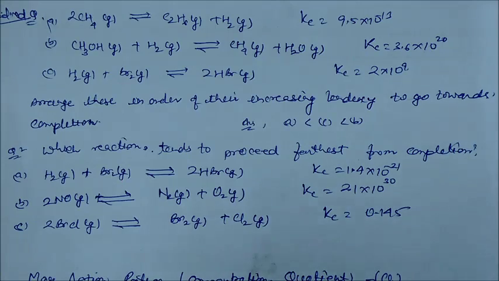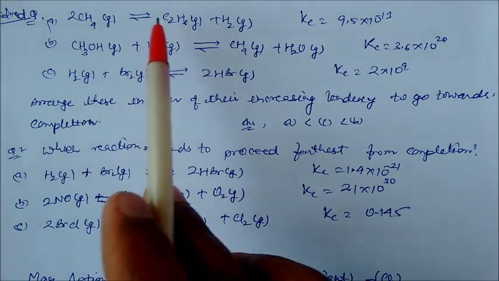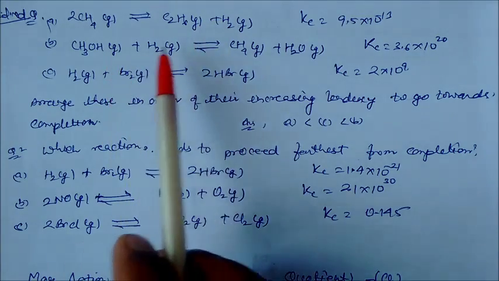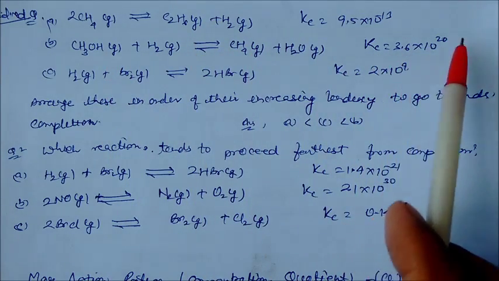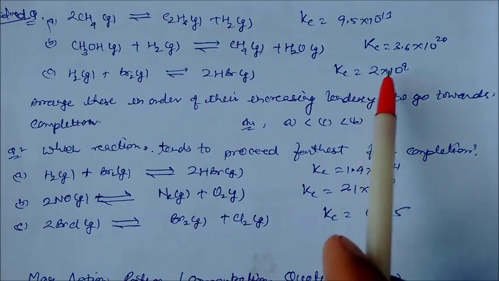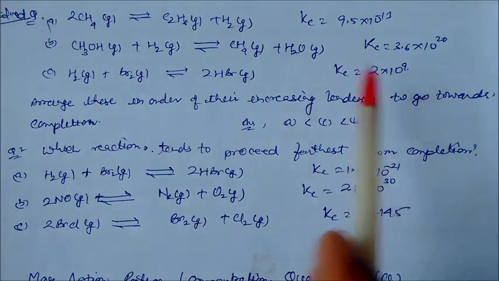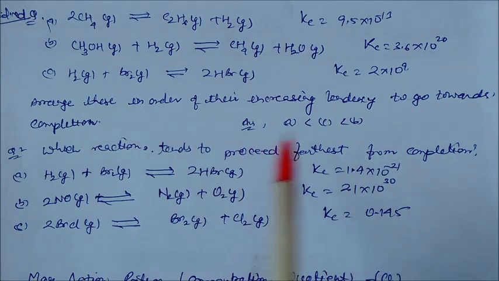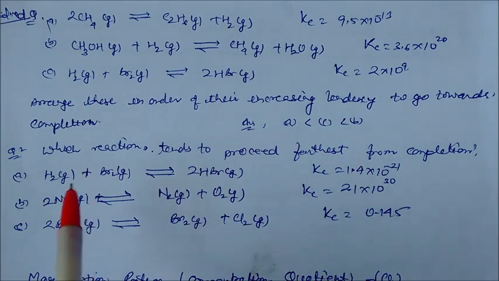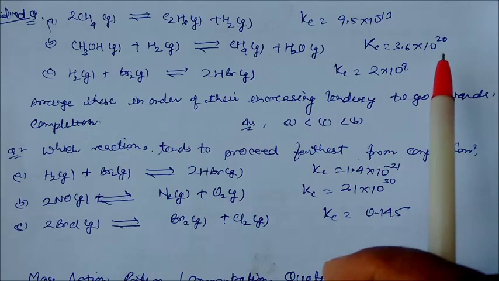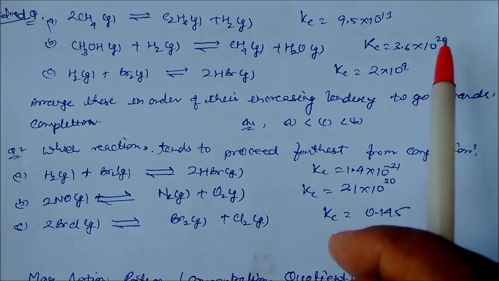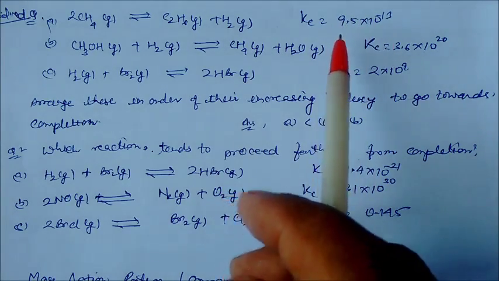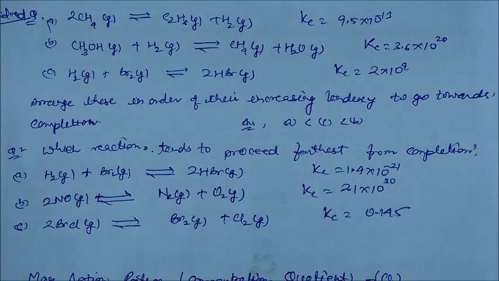Let us see some solved questions. Methane is converted into C2H6 and H2, where Kc is 9.5 into 10 to the power minus 13. Similarly, another reaction has Kc equal to 10 to the power 20, and H2 plus Br2 has Kc of 2 into 10 to the power 19. Three values are given. We have to arrange them in increasing tendency to go toward completion, meaning which will complete first. It is very clear: this is the highest value, so this will complete first, followed by C, and then A at 10 to the power minus 30, which will hardly complete, as per the previous examples.